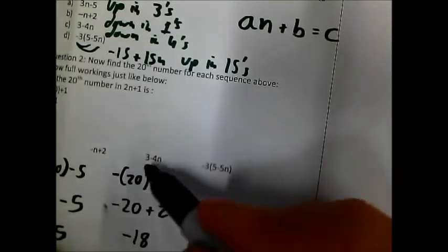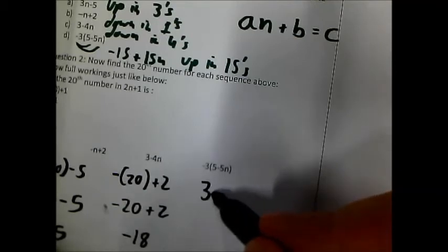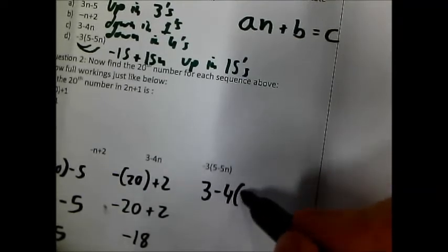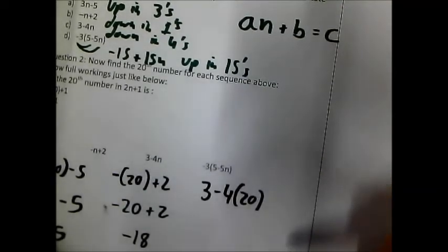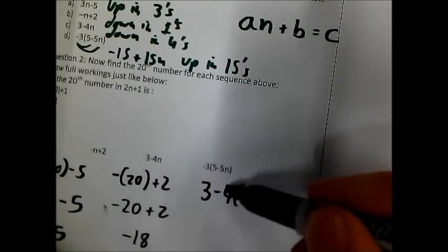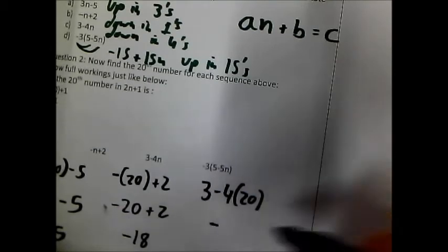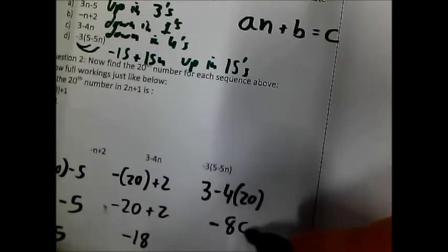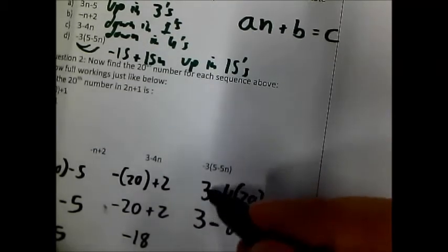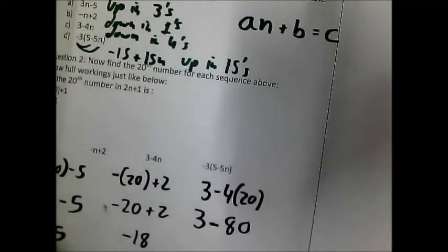Next question, 3 minus 4n. So 3 minus 4 bracket 20. The n changes to a 20. I do the multiplication first, so negative 4 times 20 is negative 80. And bring down the 3. So I've now got 3 minus 80.